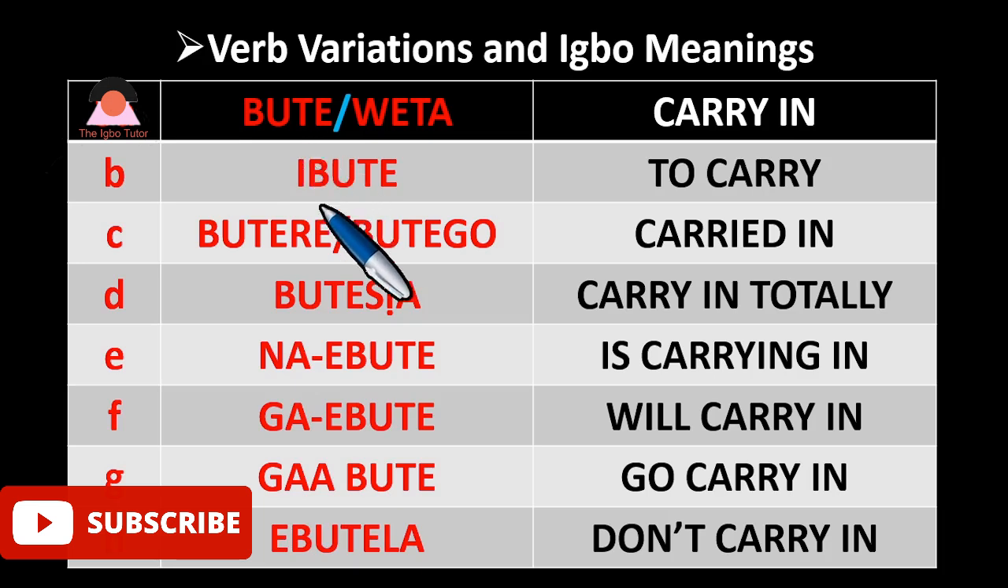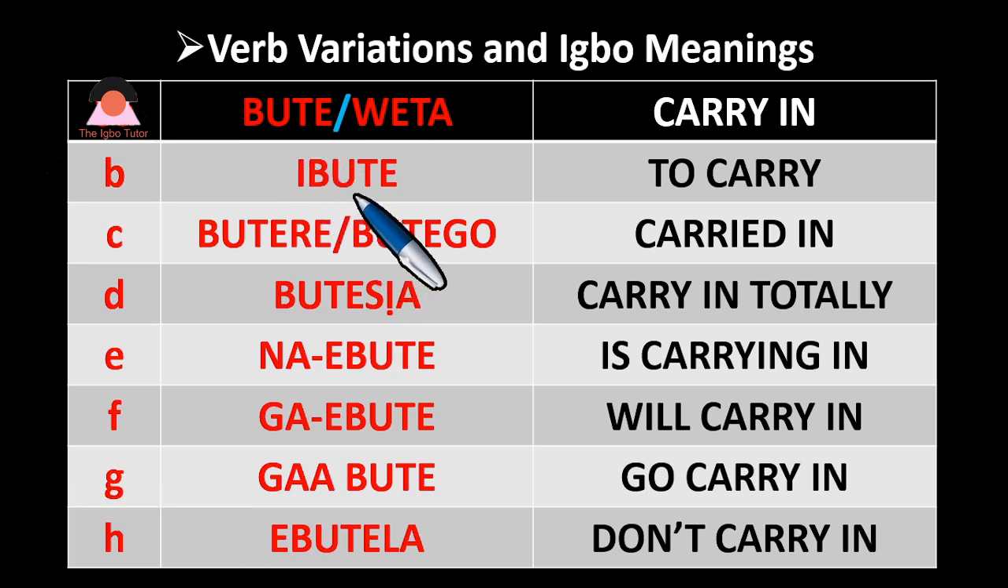So let's break it. Ibute, to carry or to carry in. Now, butere or butego, carried in. Then butesia, carry in totally, completely. Now we have na ebute, which means is carrying in. Next is ga ebute, will carry in. Then we have ga bute, an instruction, go carry in. And then the opposite instruction, ebutela, don't carry in.